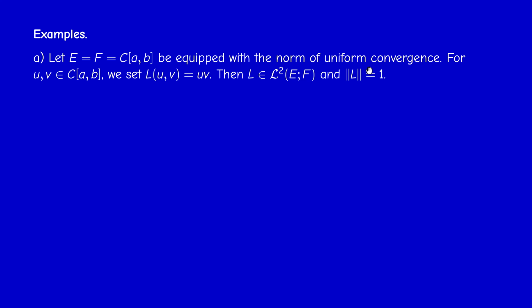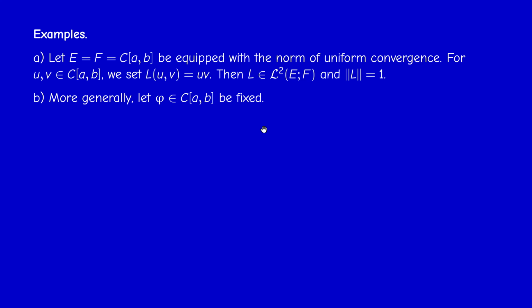So we have to prove that double inequality. First that the norm of L is less or equal than 1, and then that the norm of L is bigger or equal than 1. Actually, here the supremum is achieved, because you can just take the constant functions u equal 1, v equal 1. Okay, so it's not a big deal. It's not always easy to compute the norm of a bilinear map.